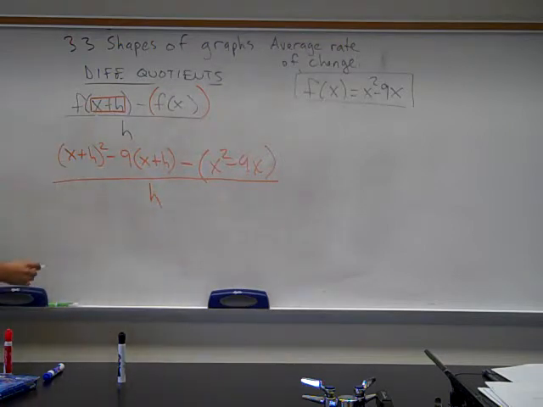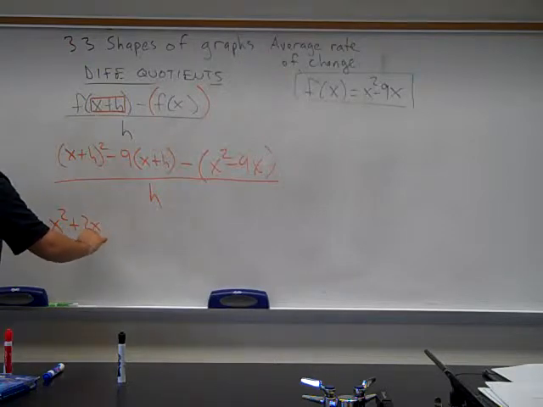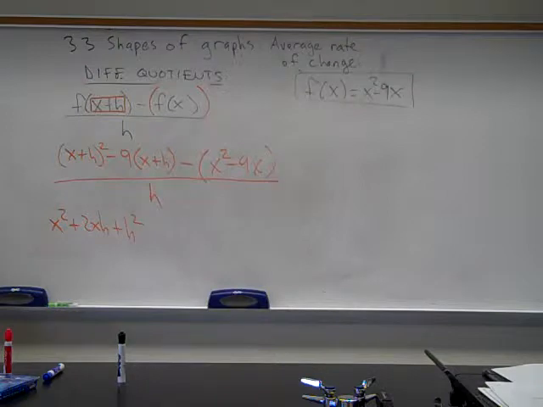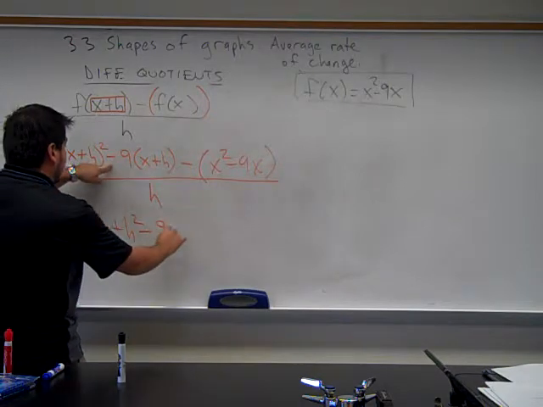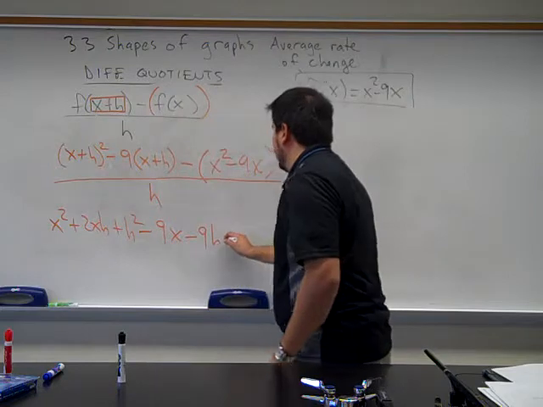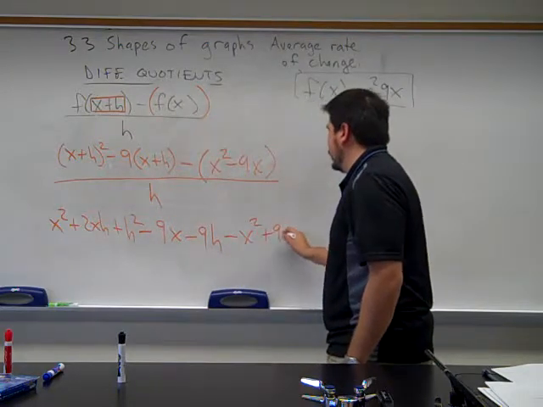So if we go ahead and figure this out, x plus h squared, if you don't see where this is coming from, write it out twice and double distribute or FOIL, right? X plus h squared means x plus h times x plus h. This is what you get. Distribute the 9, you get negative 9x minus 9h. Distribute the negative, you get minus x squared plus 9x.